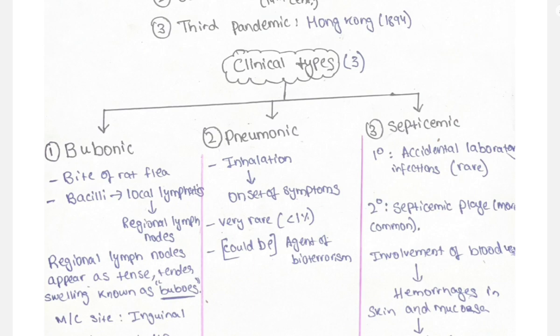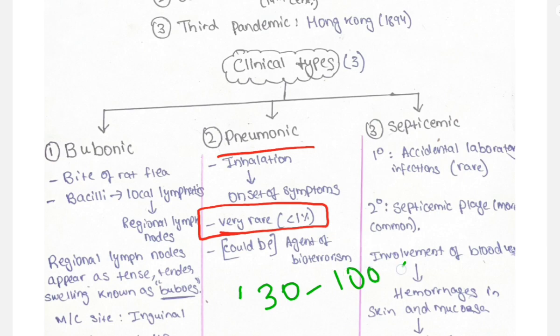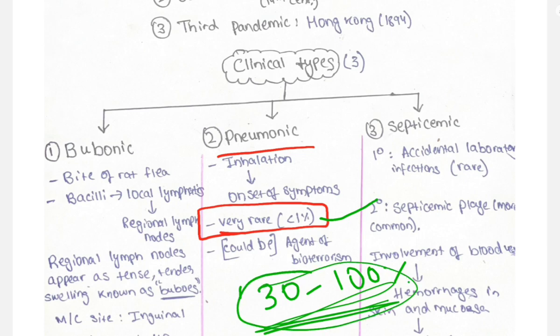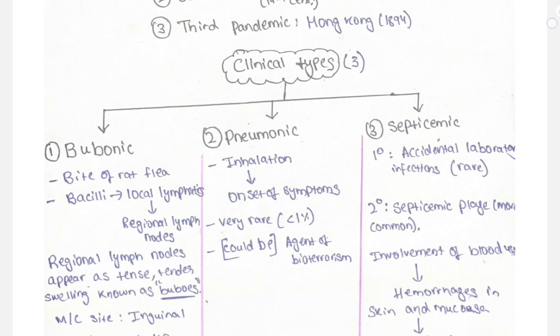And here's an important point. It's very, very rare to occur. There's less than 1% chance of pneumonic plague occurring. However, if it does occur, it is very, very fatal, with a fatality rate of around 30 to 100% if left untreated. So even though it's very rare, it is very fatal if you contract it, and therefore it could be used as an agent of bioterrorism.